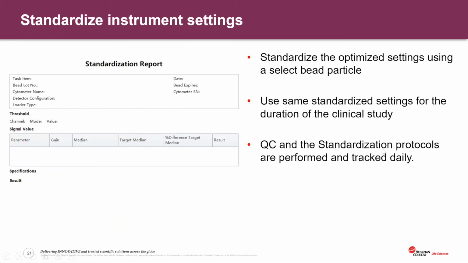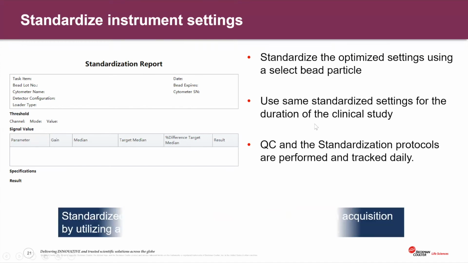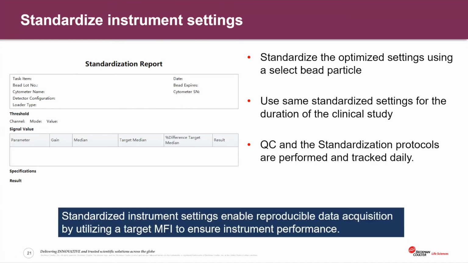The next aspect of instrument qualification is standardization. Whenever you are doing a longitudinal assay or if you're doing clinical trials, this is a very critical component of ensuring that biological differences are real. So what we're going to do is utilize an MFI, and we're going to ensure that the MFI is utilized to set the target settings on a daily basis, so that we are utilizing the same settings throughout the duration of the study.